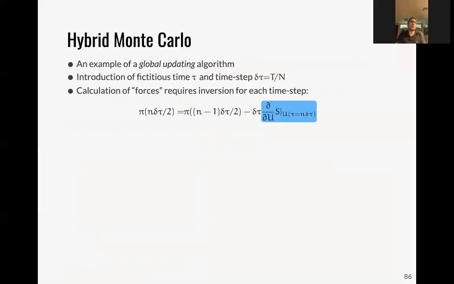Yeah, okay, I was just trying to motivate the hybrid Monte Carlo here as a globally updating algorithm, right? And also trying to introduce in general what critical slowing down means in simulation compared to critical slowing down when you approach the physical quark mass, right? So making this distinction.